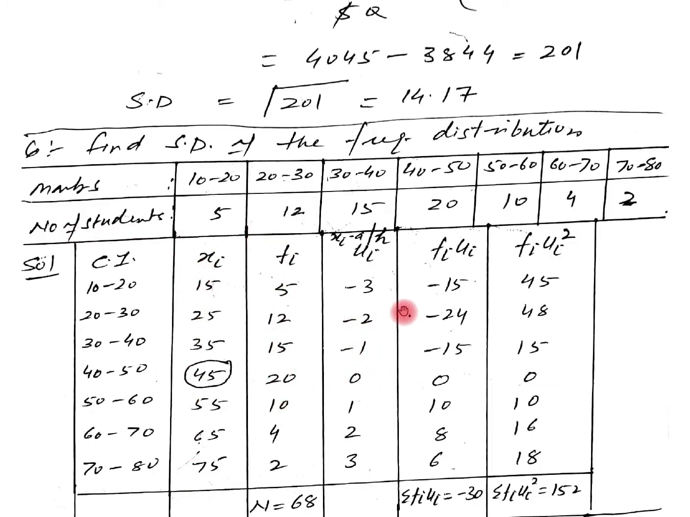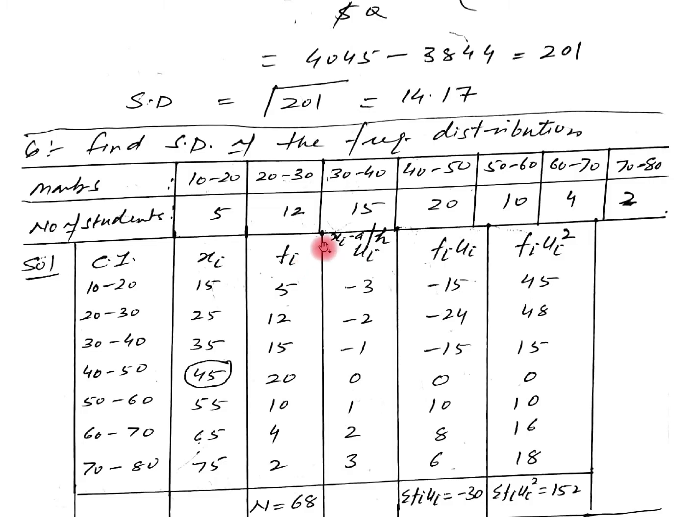Now I am using the step deviation method. Now I have to make the column ui. ui is xi minus a upon h. I am assuming a equal to 45. Either I can take 35, or it is a middle value. We can take it easily because the number of observations is odd. So we can assume a equal to 45.